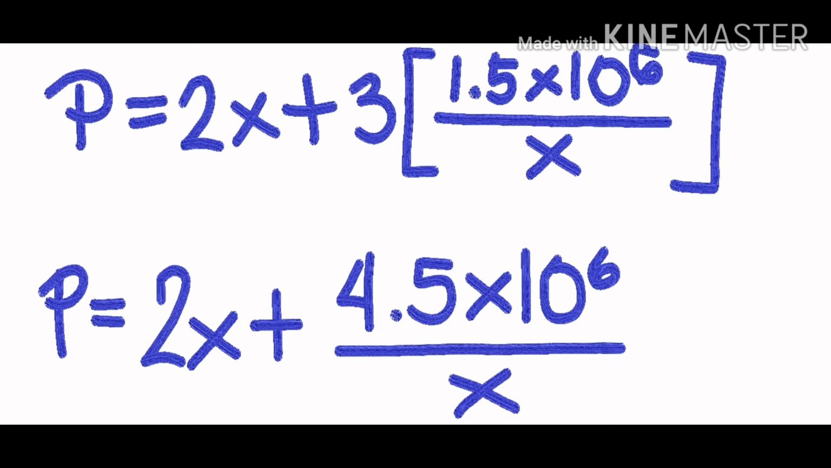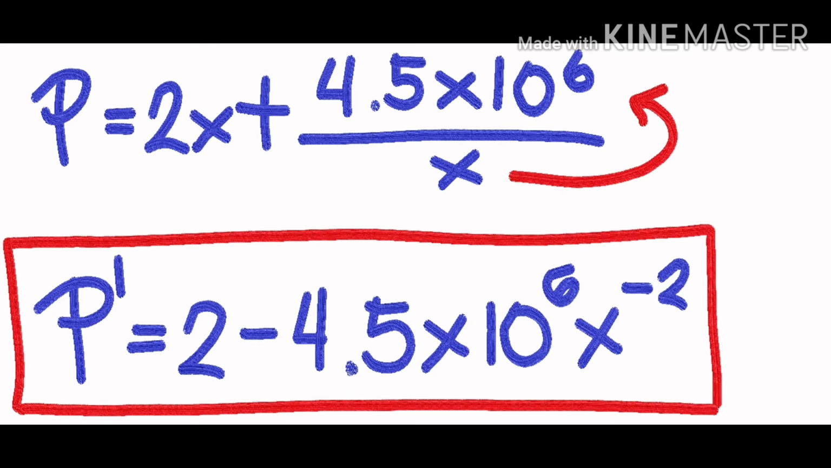P equals 2x plus 3 times the quantity 1.5 times 10 raised to 6 over x. Multiply the numerator to the 3 and the x to the 1. And our answer will be P equals 2x plus 4.5 times 10 raised to 6 over x. In order to find the value of the perimeter and hence the minimum cost, we need to compute the derivative. Take the x denominator and move it to the numerator. And the derivative P prime is now 2 minus 4.5 times 10 raised to 6 x raised to negative 2.